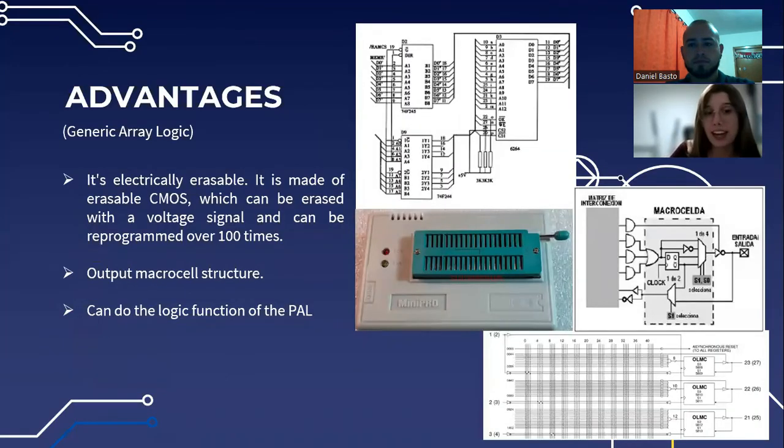We are going to see the advantages of these devices. As I mentioned before, they are reprogrammable, but how is this going to happen? How are we going to reprogram these devices? They are electrically erasable, which means that you can erase them with a voltage signal, and they can be reprogrammed over 100 times. It is made with erasable CMOS, as we mentioned before. They also have microcell structures in the outputs and can do the logic function of the PAL devices.